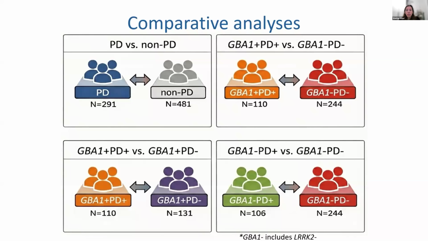To identify changes in gene expression, we are conducting 4 main comparative analyses. First, we will perform a broad comparison between PD and non-PD. Next, we focus on the impact of GBA1 status. This includes comparing GBA1 carriers with PD to unaffected GBA1 carriers, as well as comparing GBA1 PD patients to unaffected GBA1 minus, which are non-carriers. And finally, we will examine PD versus non-PD among non-carriers of GBA1, GBA1 minus.